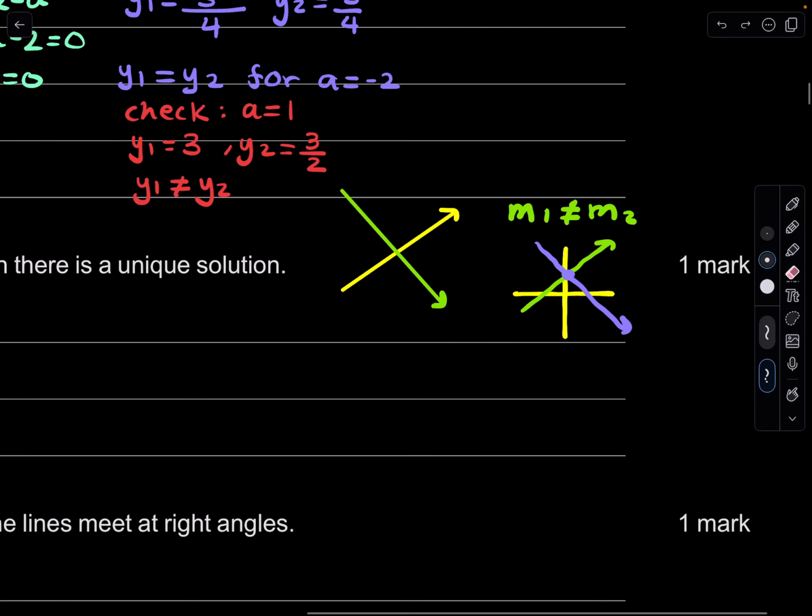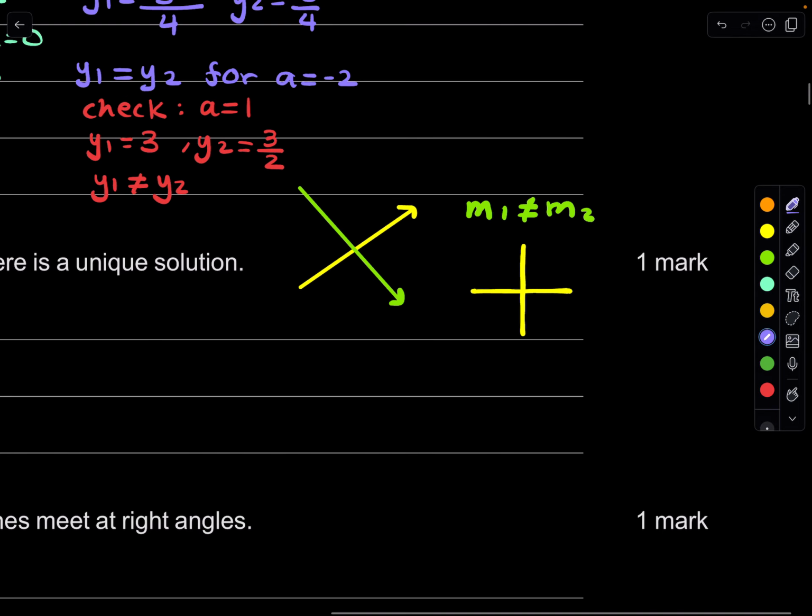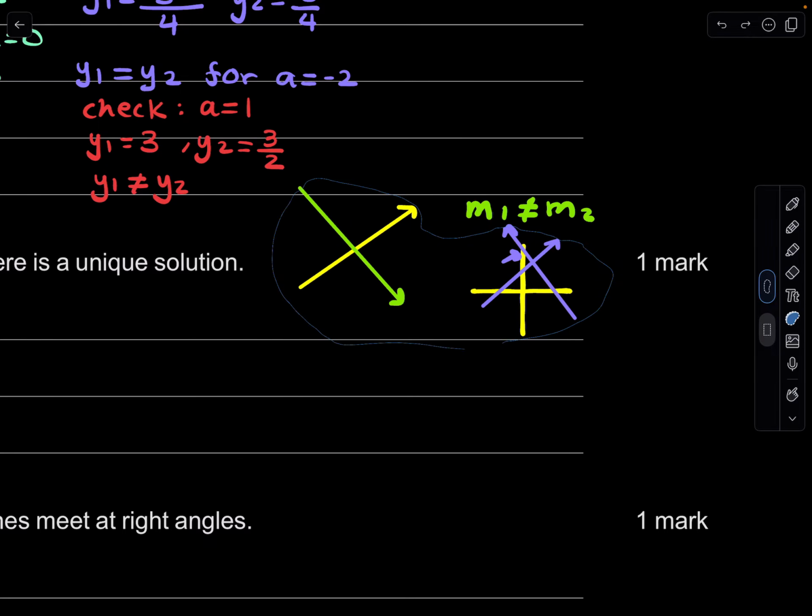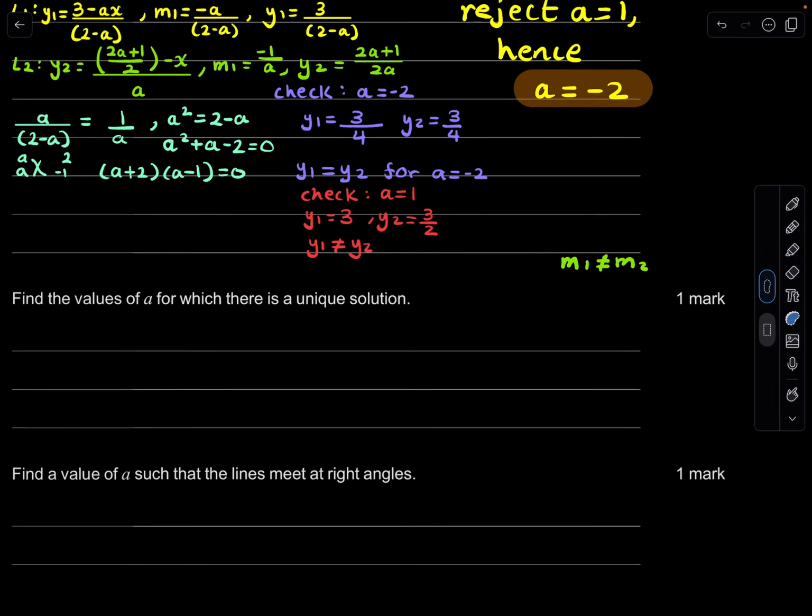Like for example, if you have, in this case, something like this. And another one goes like that. You see, they cross once, but they have totally different y values. So absolutely, the y value doesn't matter. It's all about their gradients. We need to make sure that their gradients are not equal to each other.